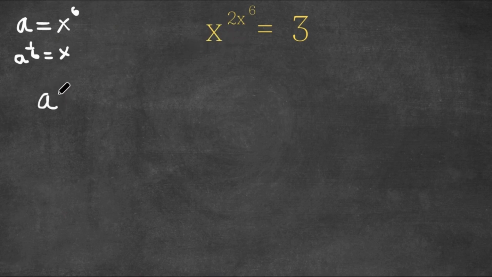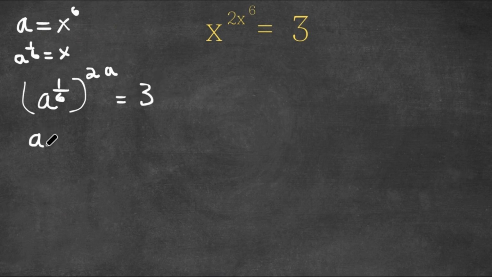So we have a to the power of 1 over 6 to the power of 2a, because remember, a is equal to x to the power of 6. And now this is equal to 3.